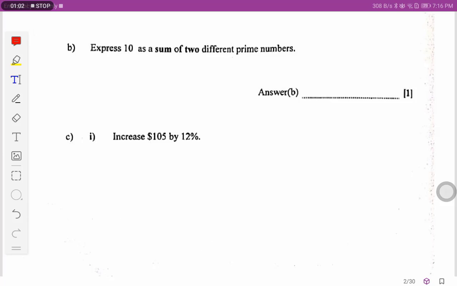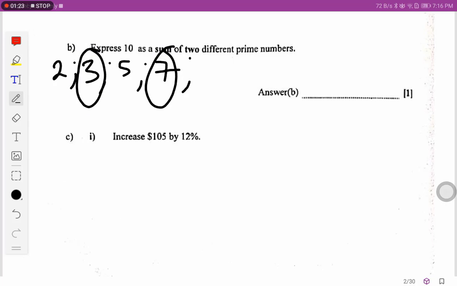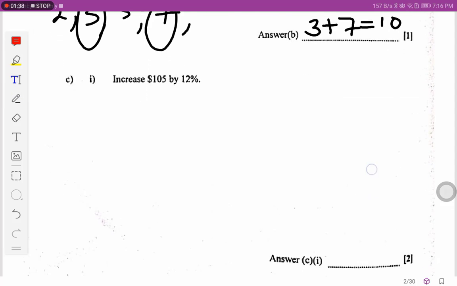Express 10 as a sum of two different prime numbers. You find out our prime numbers are 2, 3, 5, 7, and so on. The combination of numbers that I can take and add to get 10, I've got 3 and 7 there. If I add 3 plus 7, I get 10. These are the two prime numbers that we can have, and they add up to 10. Let's go on to the next question.